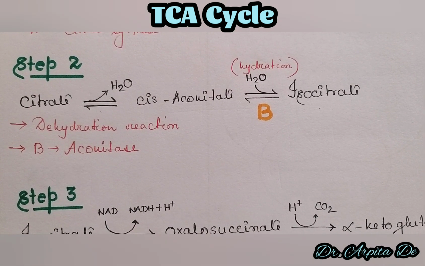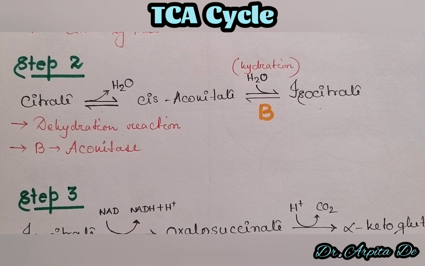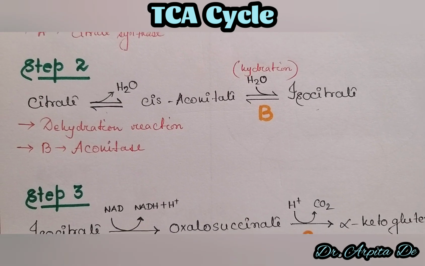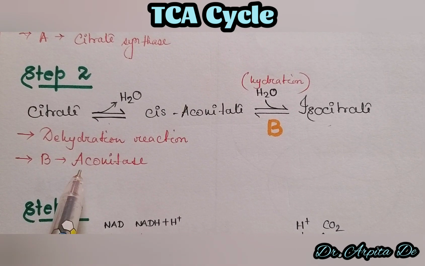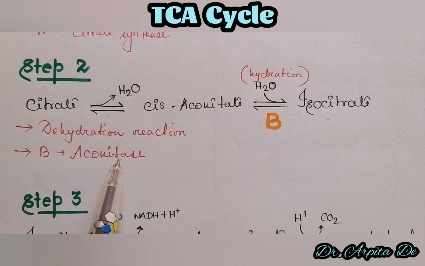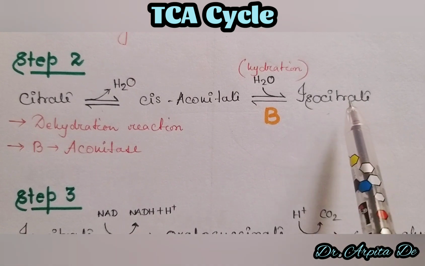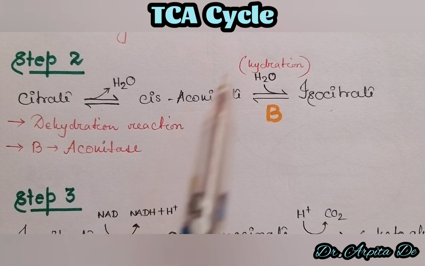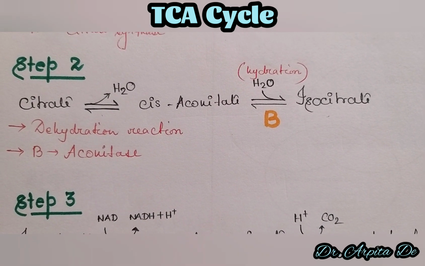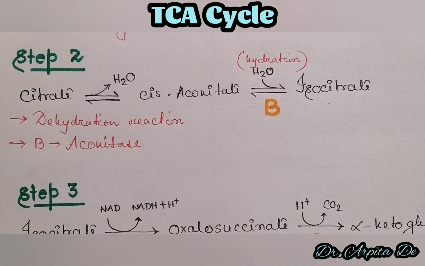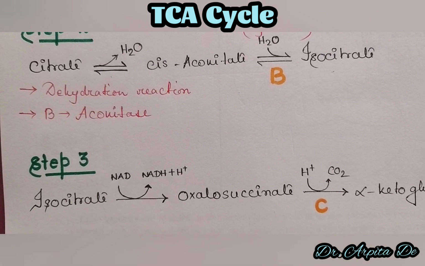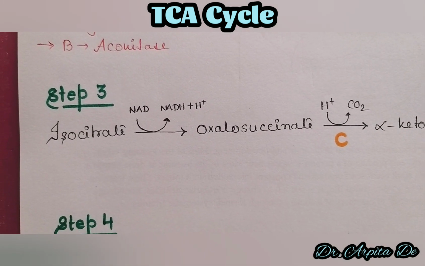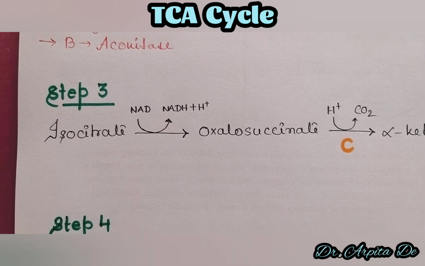It inhibits aconitase, causing citrate to accumulate. Okay, if this is inhibited, that means what? Isocitrate will not be formed and citrate accumulation occurred. This phenomenon is called suicidal inhibition. Fine. Next we'll move on to the third step.